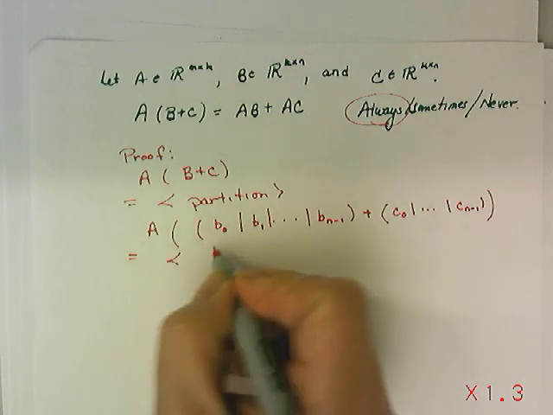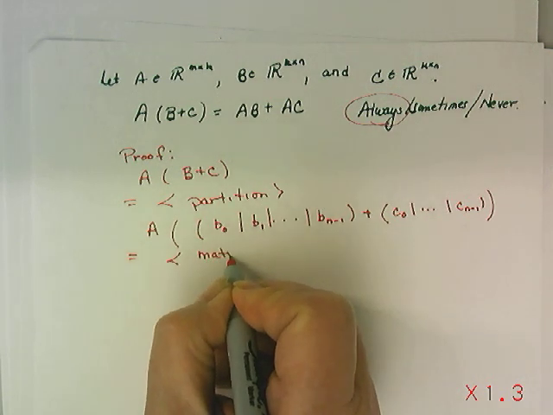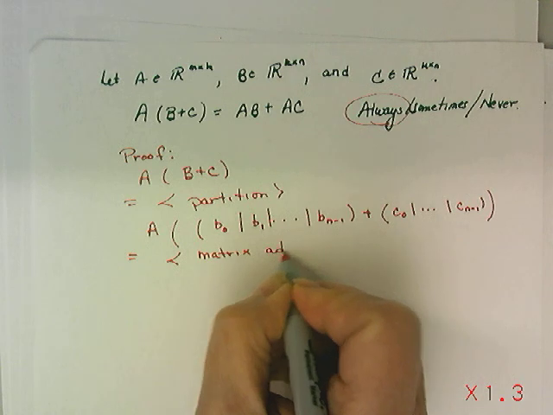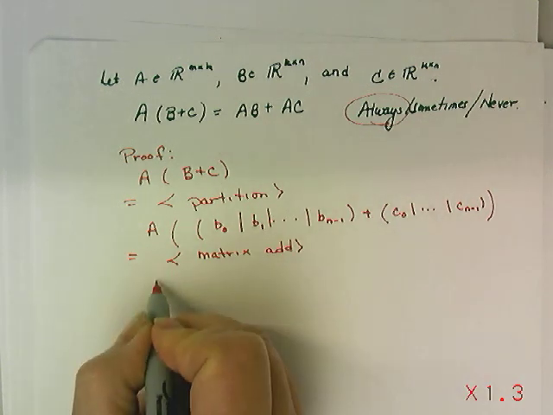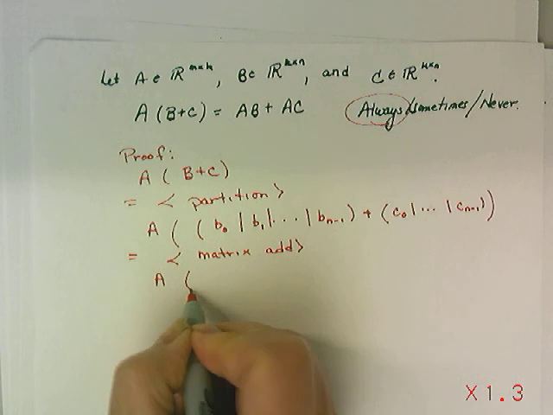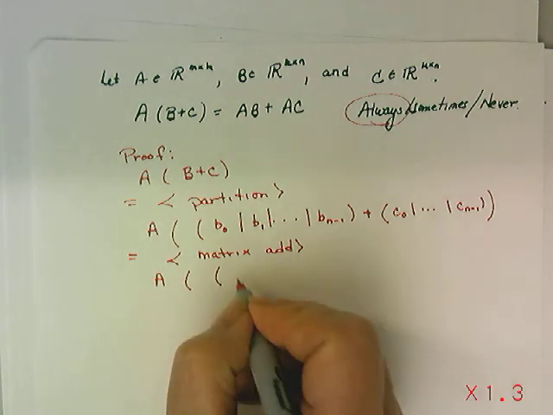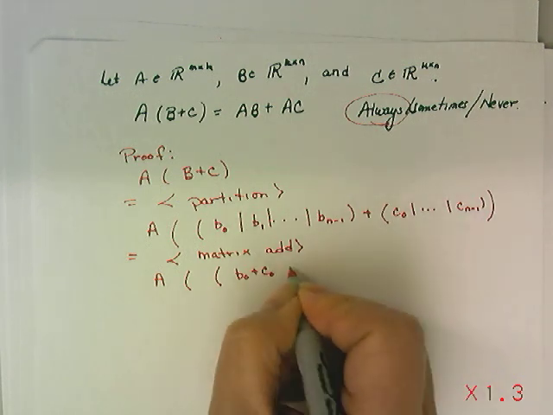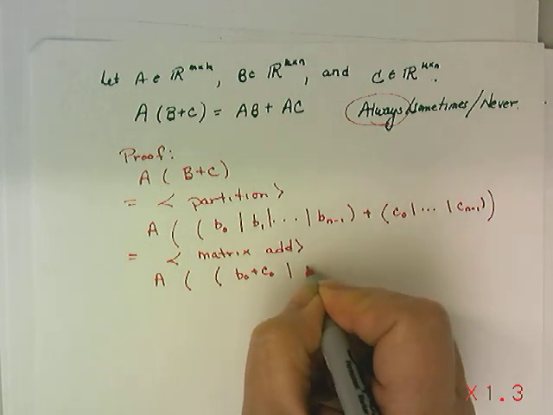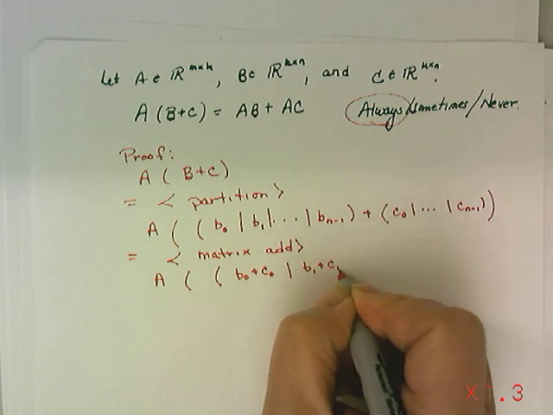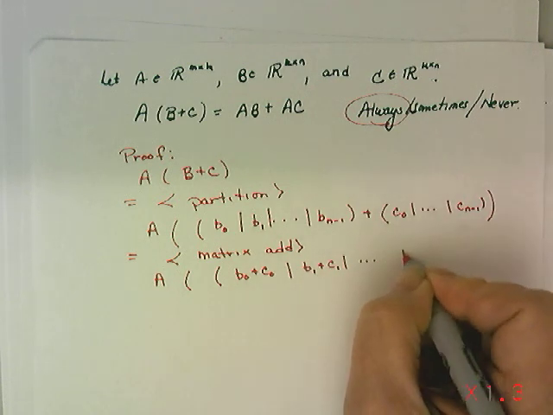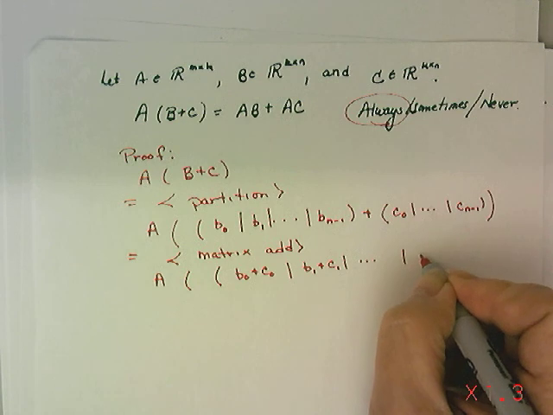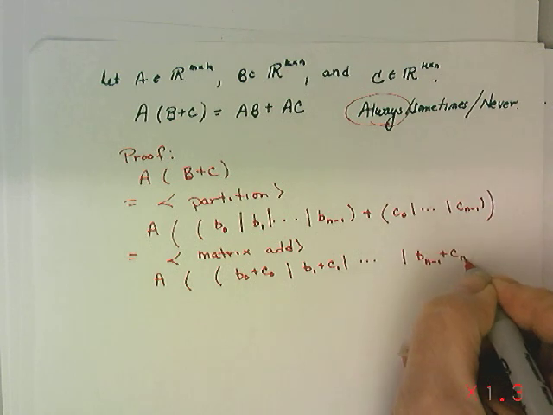And then I'm going to say by matrix addition, this is A times the matrix with columns: B sub 0 plus C sub 0 will be my first column. The second column will be B sub 1 plus C sub 1, and so forth. The last column is found by adding the last column of B with the last column of C, so I can write it as B sub n minus 1 plus C sub n minus 1.